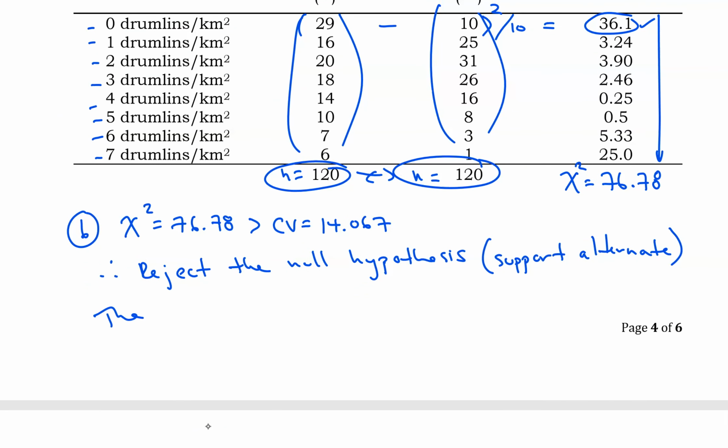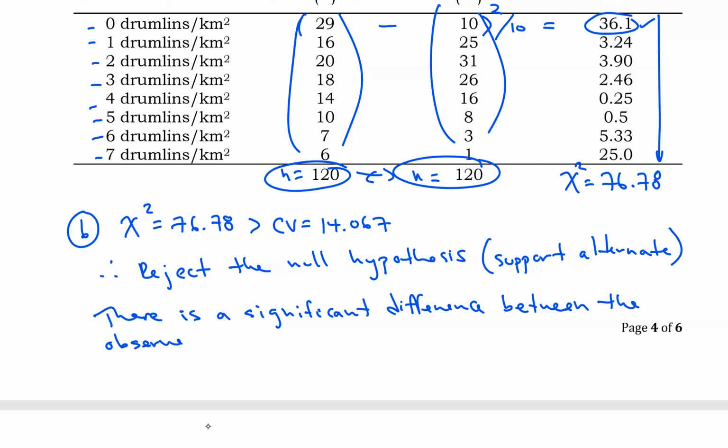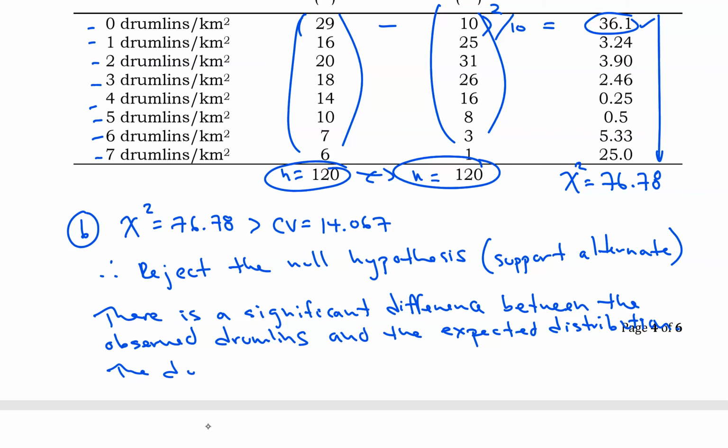So there is a significant difference between the observed drumlins and the expected distribution. The drumlins are not randomly distributed.